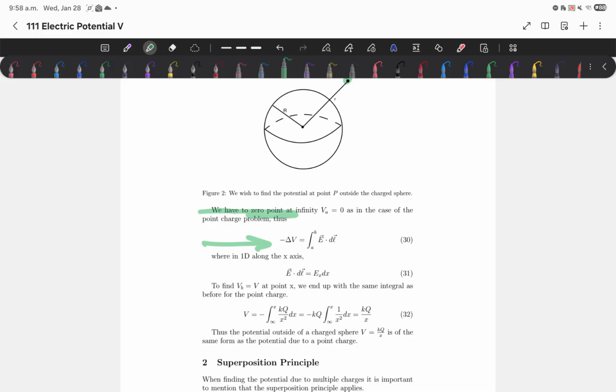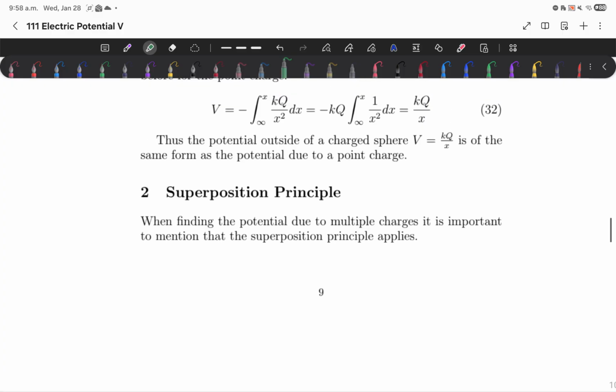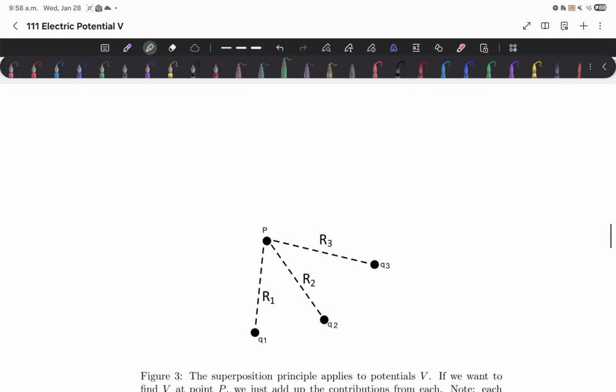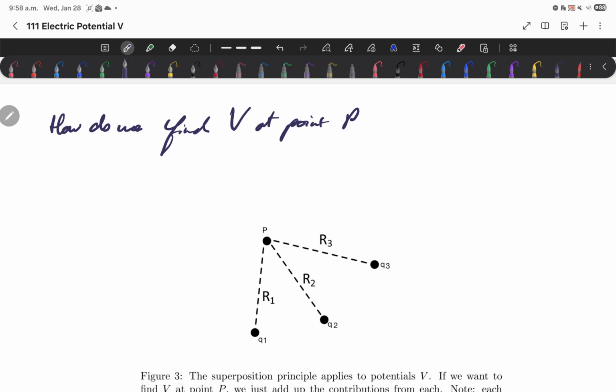Okay. Now we get to a really important question. We spent a whole lecture finding the electric field due to a point charge. Then we spent a whole lecture asking ourselves, well, what's the electric field due to multiple point charges? So we could ask ourselves, what's the potential at some point due to multiple point charges?